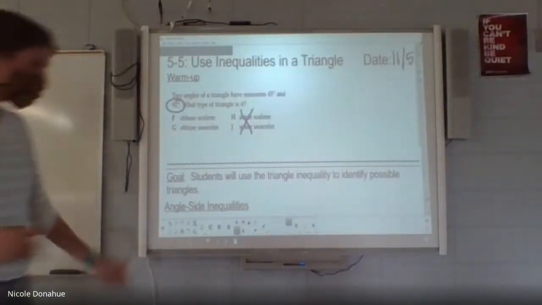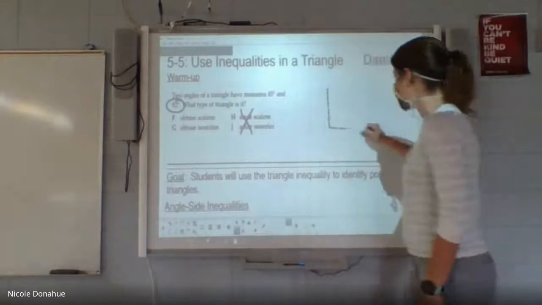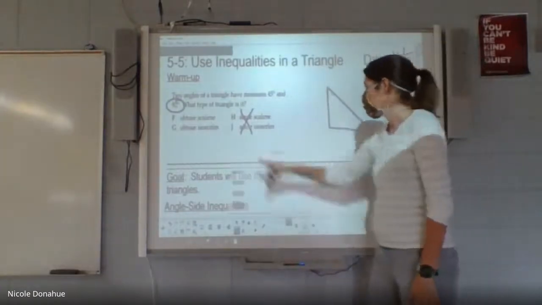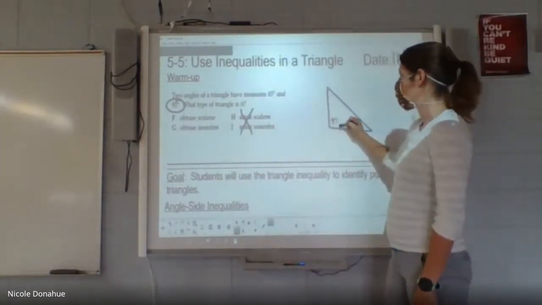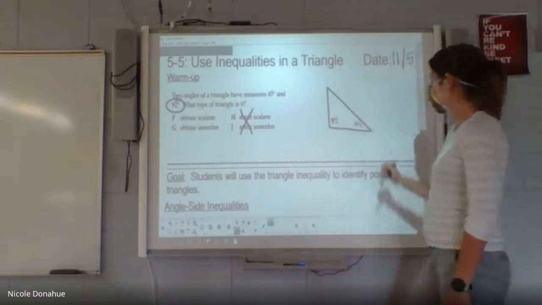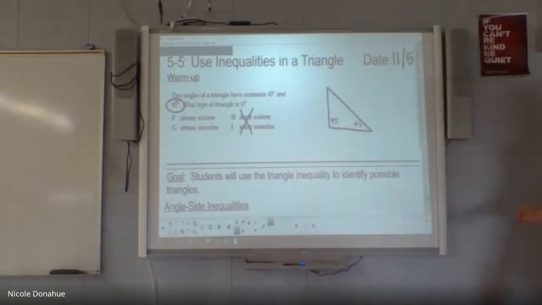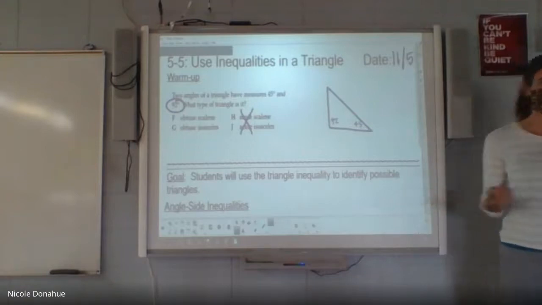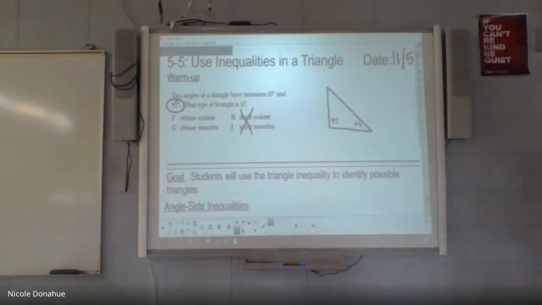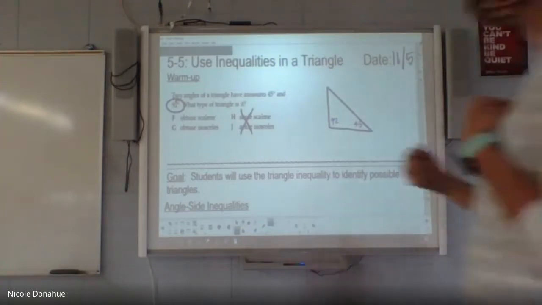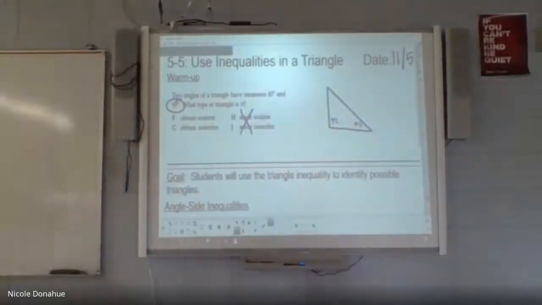So I'm going to draw an obtuse triangle, where I know this has to be 92, and then 45. Now it asks us, is it obtuse and scalene or obtuse and isosceles? What does one of those tell us? One of those gives us some really big clue. Anyone have an idea? So again, we're looking at these two. One of them kind of eliminates itself. Any thoughts?